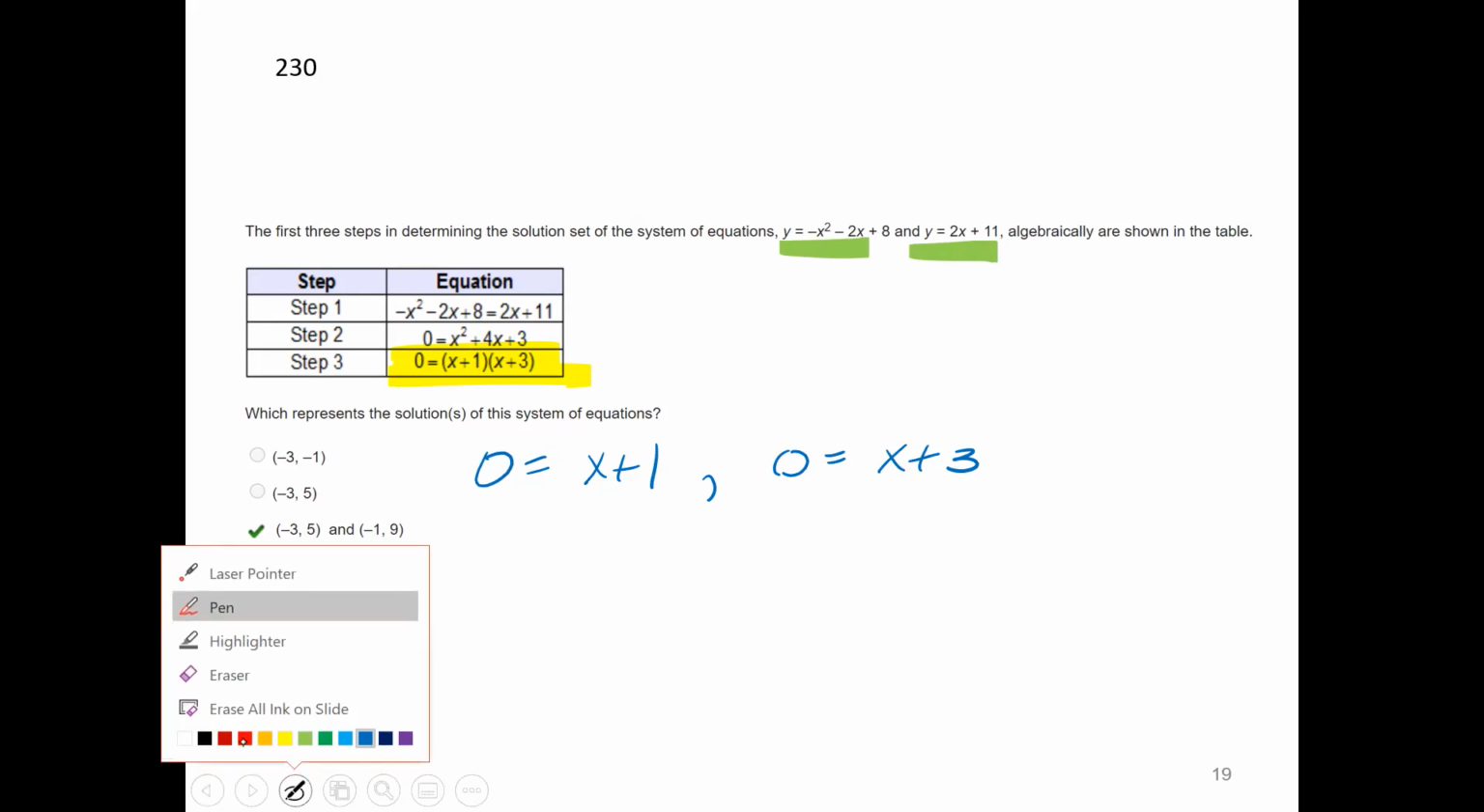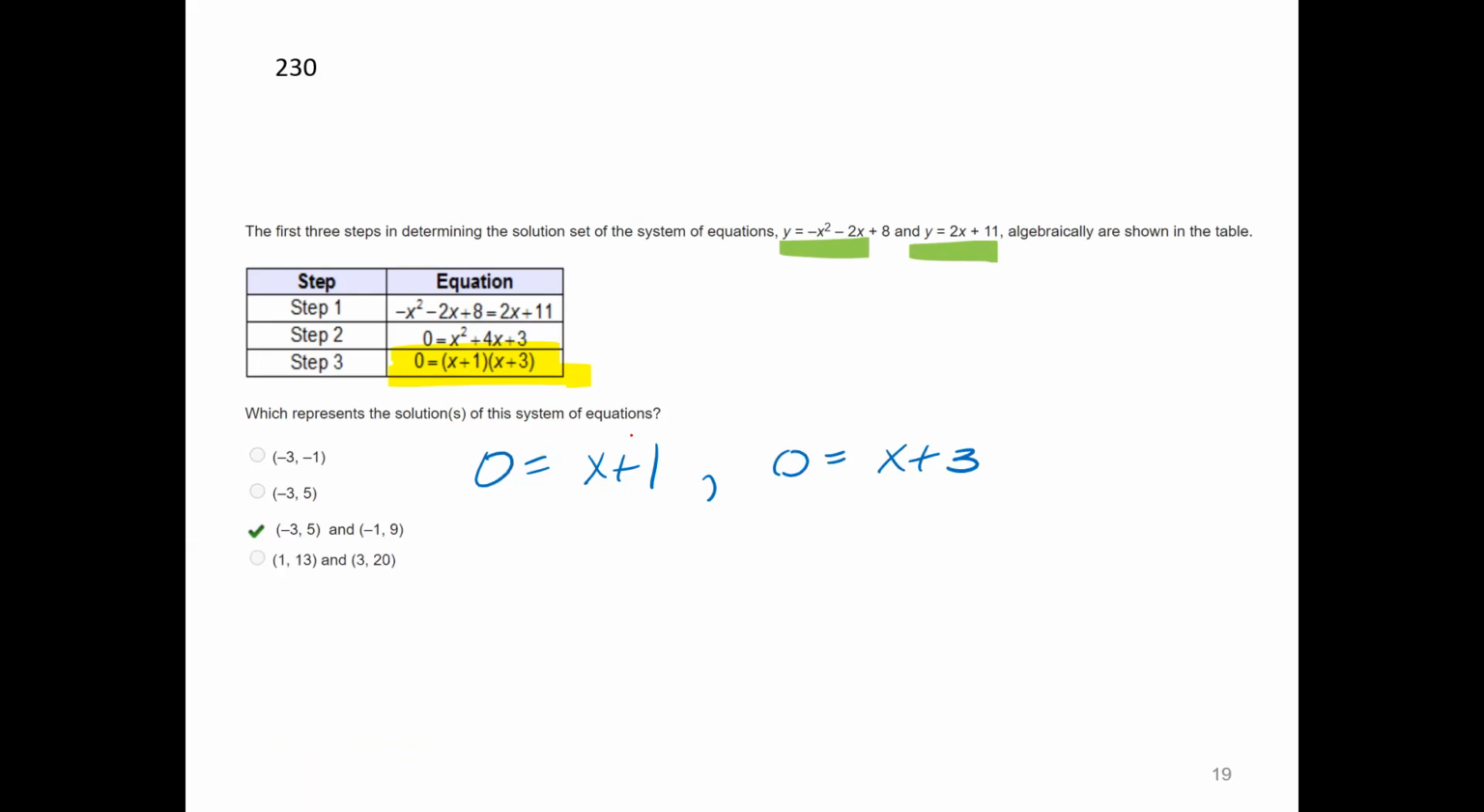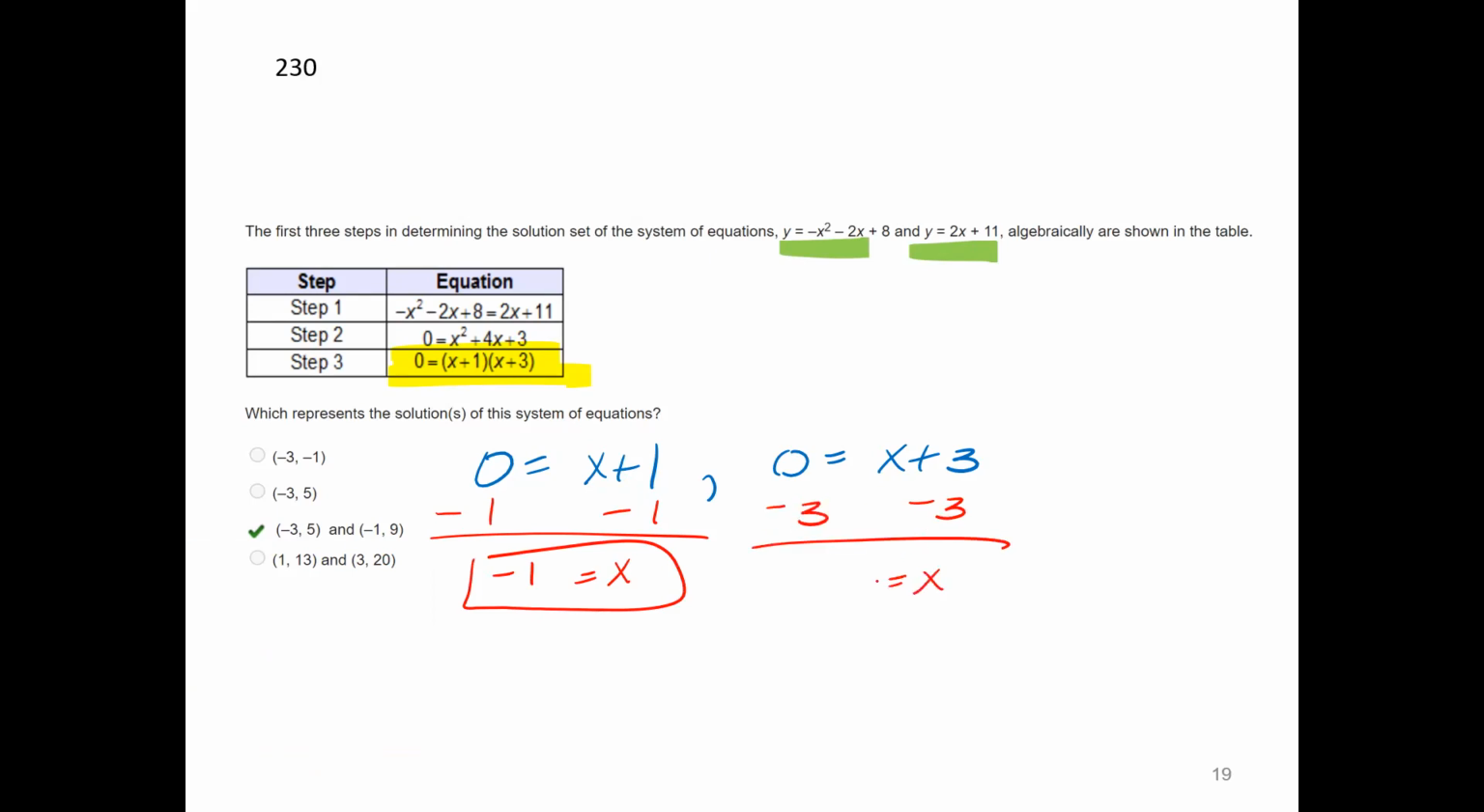Then you're like, okay, so what do I do next? What's opposite of plus 1? Minus 1. So your first answer is x equals -1. Subtract the 3 on both sides. x equals -3. So which one there has 2 points that says -1 for x and -3 for x? Do you see the -3 right here and the -1 right there? So it is C as in cat.